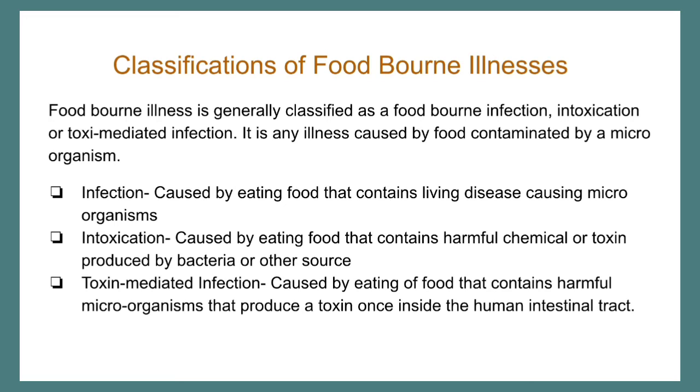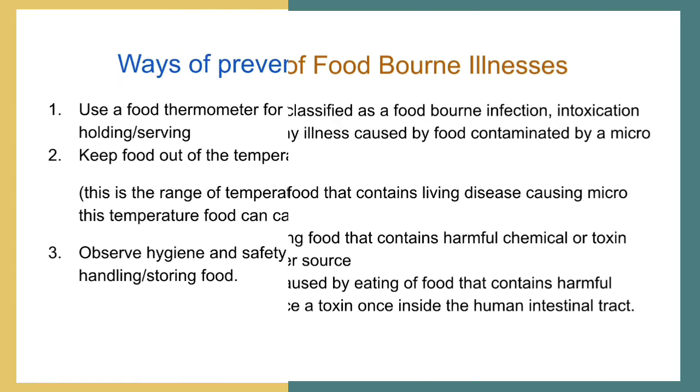Alright, so just to recap, we said that there are 3 classifications. Infection, which is caused by eating food that contains microorganisms. Intoxication is caused by eating foods that contain harmful chemicals or toxins that would have been produced by microorganisms. And then toxin-mediated infection is caused by eating food that contains harmful microorganisms that then in turn produce a toxin, but it occurs inside the human intestinal tract.